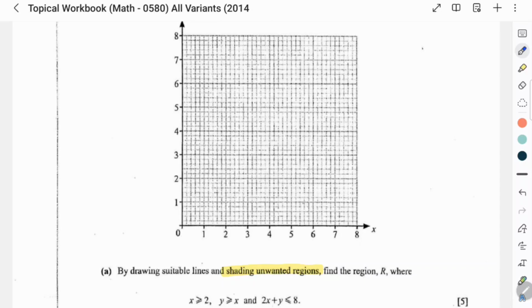The first inequality is x is greater than or equal to 2. Obviously it's a vertical line, so you draw the line x equals 2. Greater than means the region is on the right side, so you shade the unwanted region.